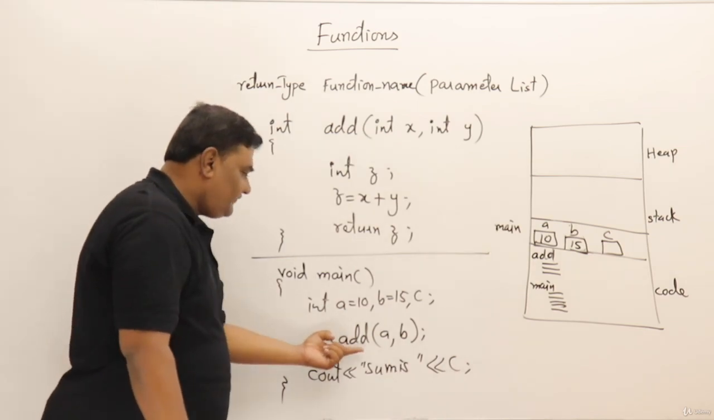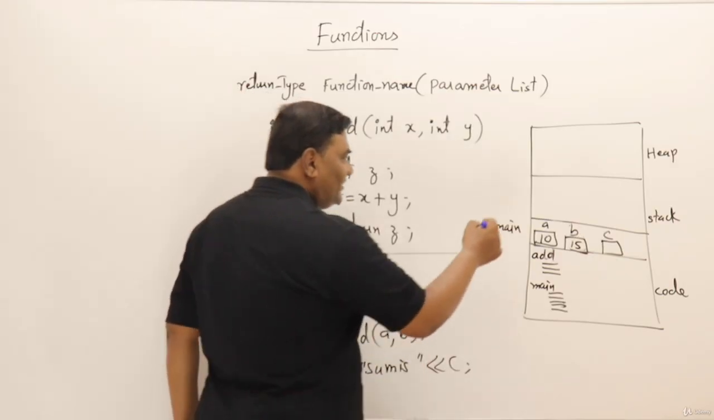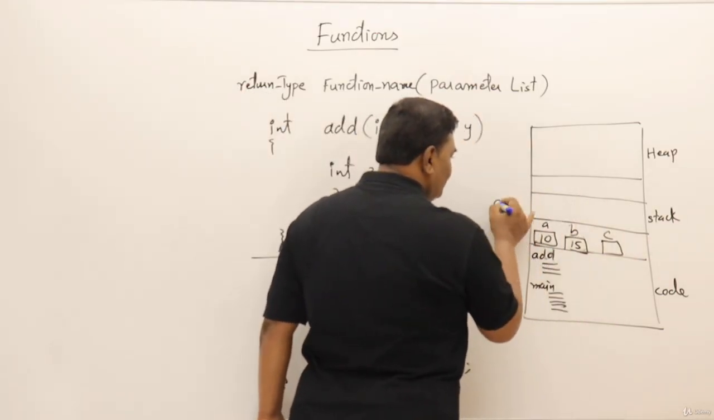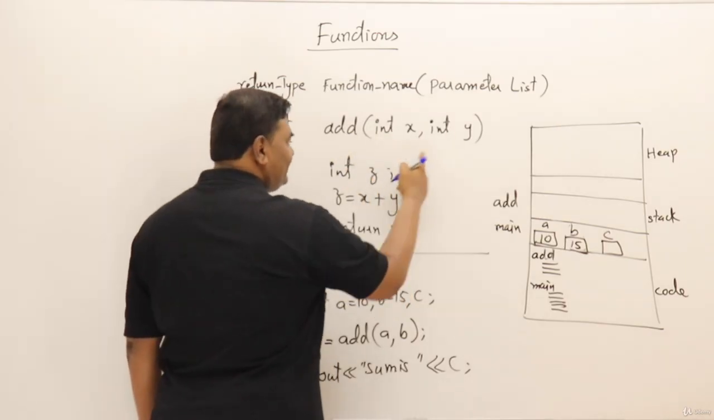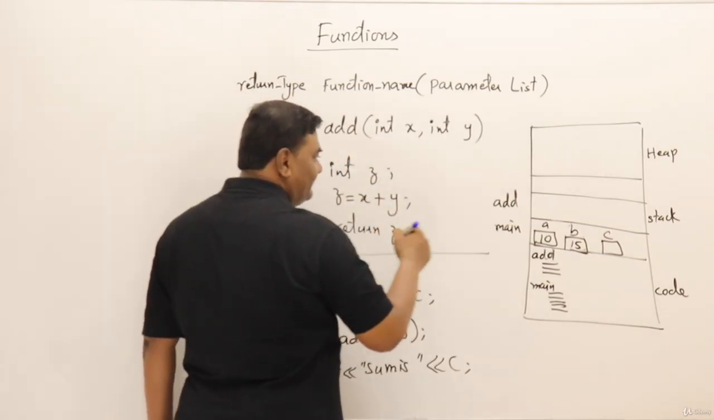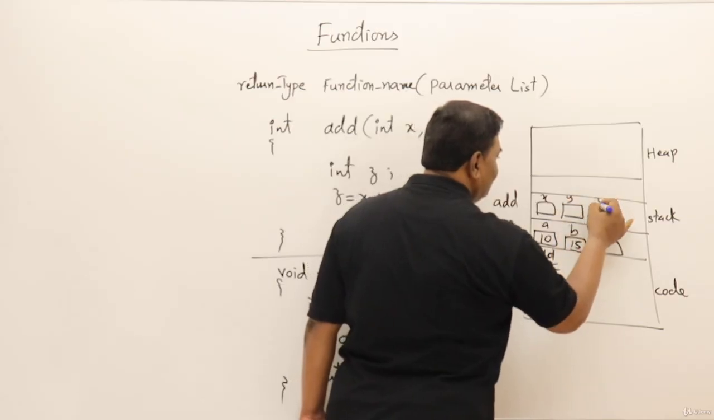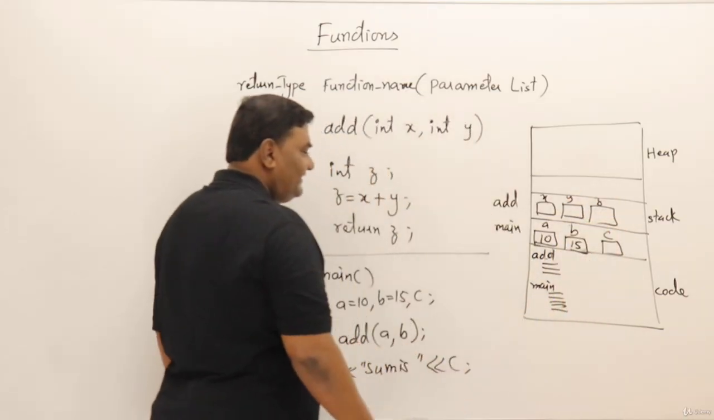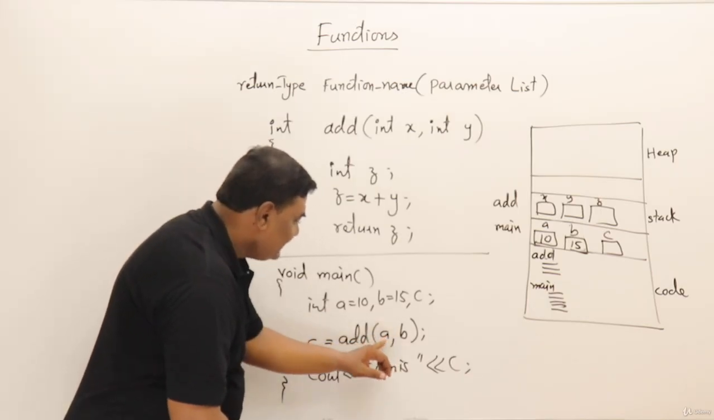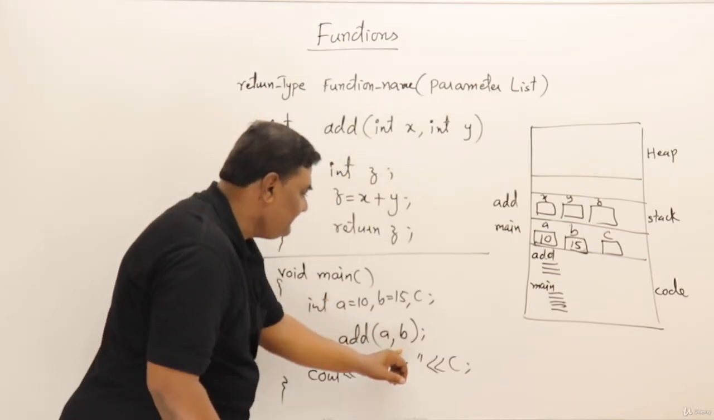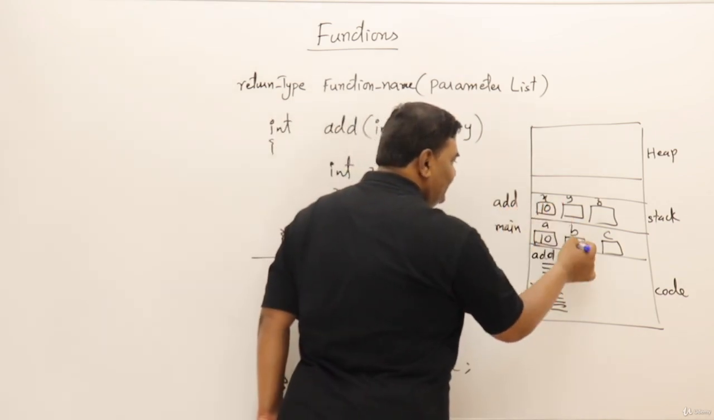Now next there is a call to function add. So the control goes to add. The moment the function is called, an activation record is created for this function also inside the stack, containing all the variables used here, x, y and z. So three blocks are created for three variables. Now from here what is passed? A and B. So A's value goes into x and B's value goes into y. So this 10 goes into this one and 15 goes here.